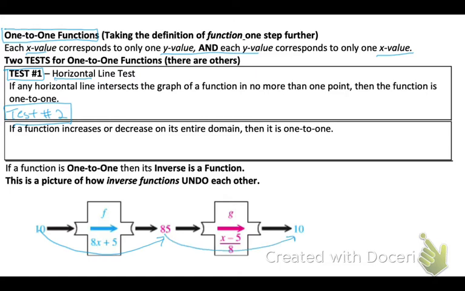So this is a picture of how inverse functions work, how they undo each other. So we have the number 10, we're plugging it into that f function, so 8 times 10 plus 5, that's 85. Now the inverse function, g, we take 85 and plug it in, so we subtract 5 and divide by 8, and look, we're back to our original value.